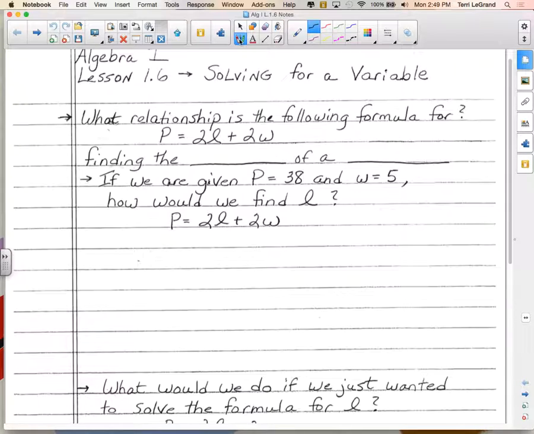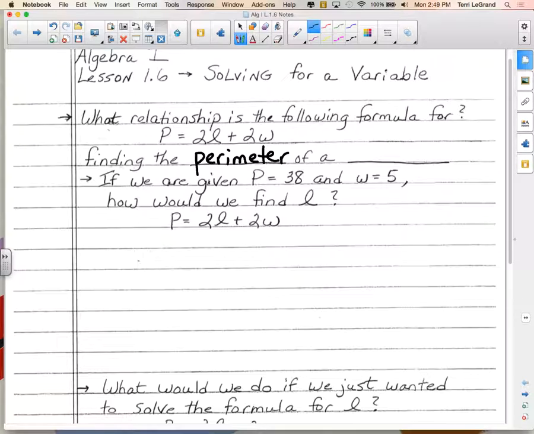Anybody know what capital P might stand for? The perimeter, yeah. It is for finding the perimeter. What does perimeter mean? Yeah, the length all around. So this perimeter you can find by taking 2 lengths and adding to it 2 widths. What's this the perimeter formula for? What kind of a figure?